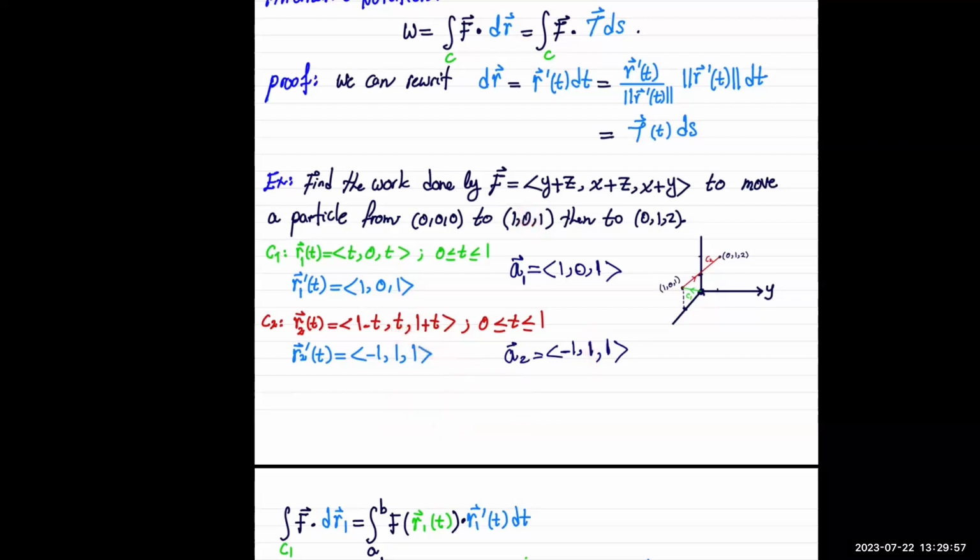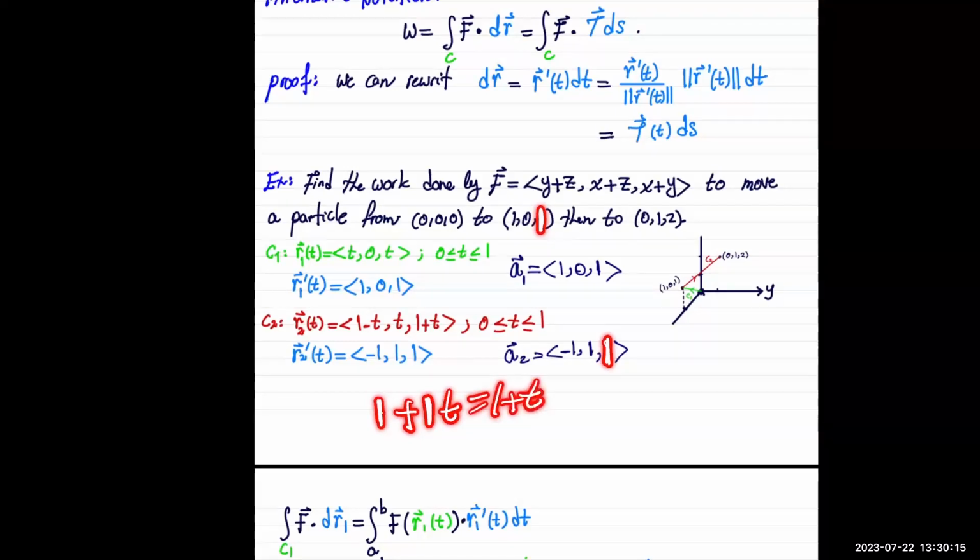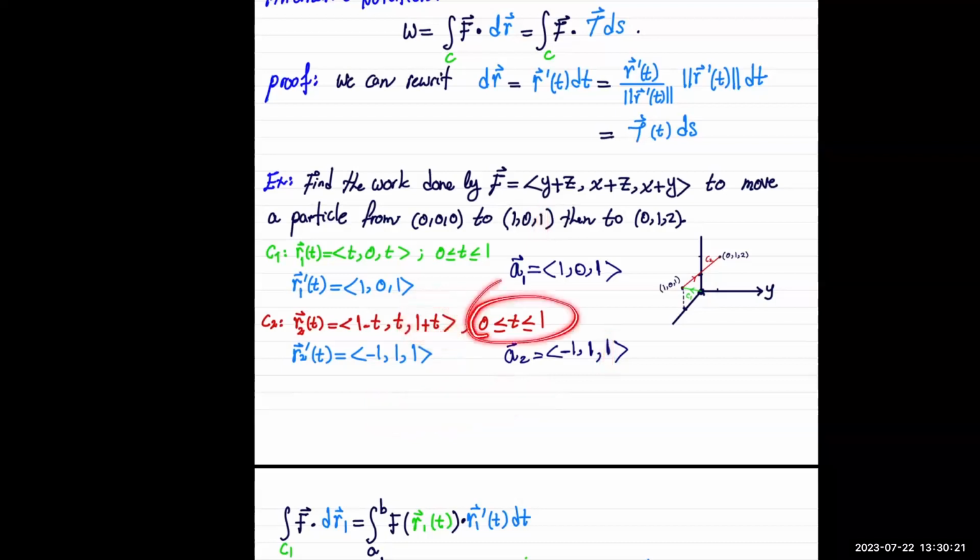That's the j hat component of the second R. And then finally, we have the z coordinate of the initial point. That's 1, plus the k hat component of the direction vector, which is 1, times t. So you get 1 plus t. And that goes for the last component of R2. And again, t always goes from 0 to 1.